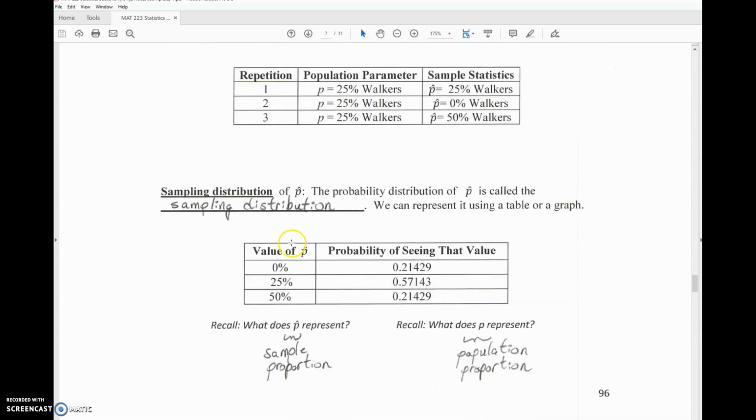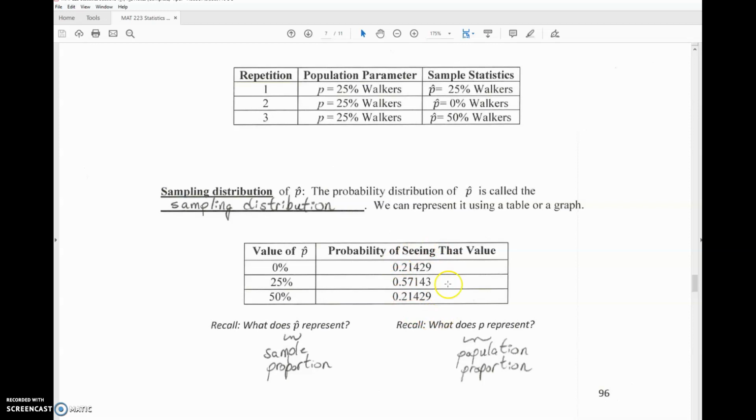The sampling distribution of p hat is what I'm trying to get you to understand as we go along. That's the probability distribution of p hat, called the sampling distribution. We can represent it using a table or a graph. If I did a whole bunch of samples of size 4, eventually over time the probability of seeing 0% walkers would be about 21%. The probability of seeing 25% walkers in my sample, when I know the population proportion is always 25%, would be 57%, certainly much more than the other 2. And 21% of the time I would get 50%.